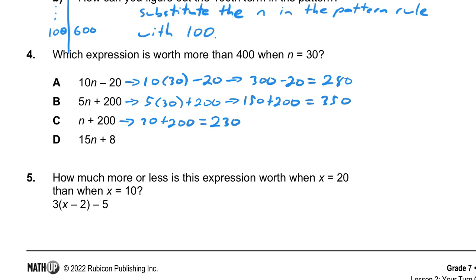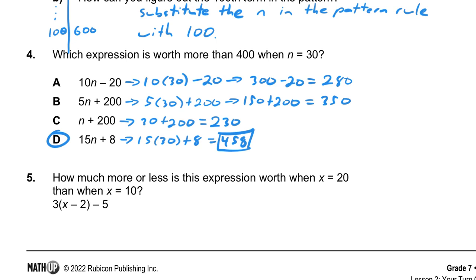Not more than 400. That means it has to be this last one, but we may as well solve it anyway. 15 times 30 plus 8. And let's see, that's 450 plus 8, which is 458. And that is the only one that is worth more than 400.